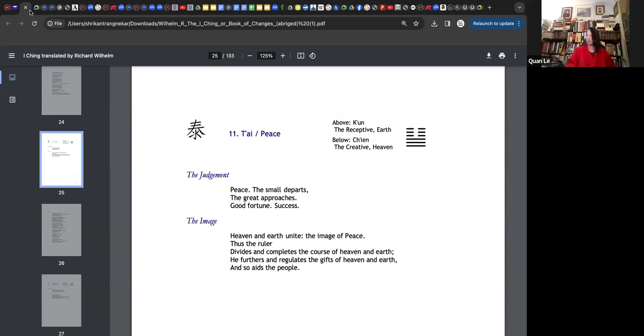Grasping the principles of all under heaven means finding one's proper place in their midst. There are a lot of things that I want to read to you about the Ta Chuang, the great commentary, which are chapters 4 and 5 of the Ten Wings, but I stop here for now because I would have occasion later on to read those.